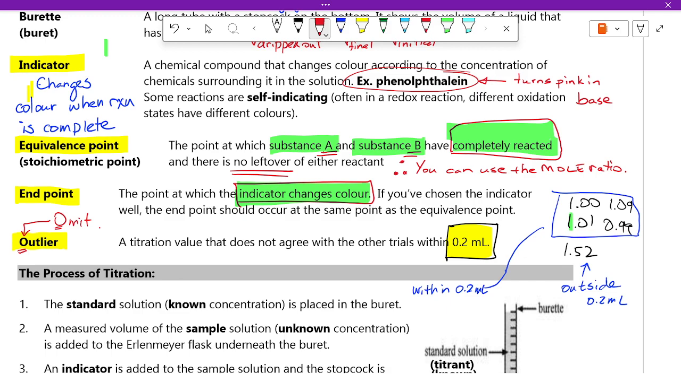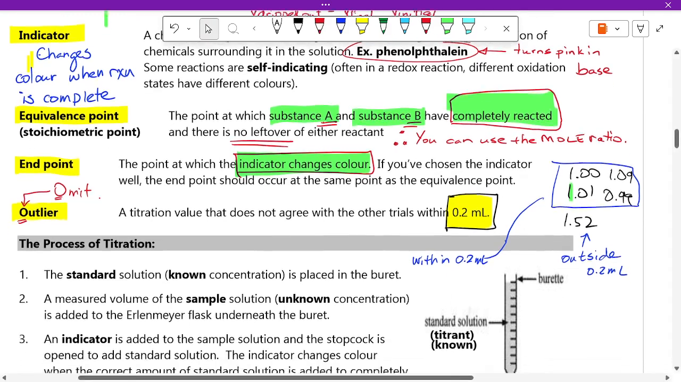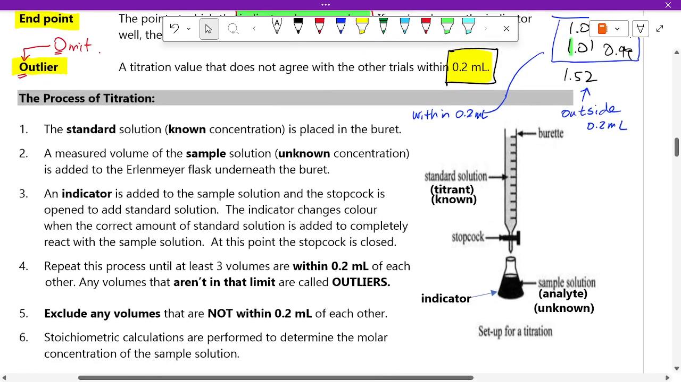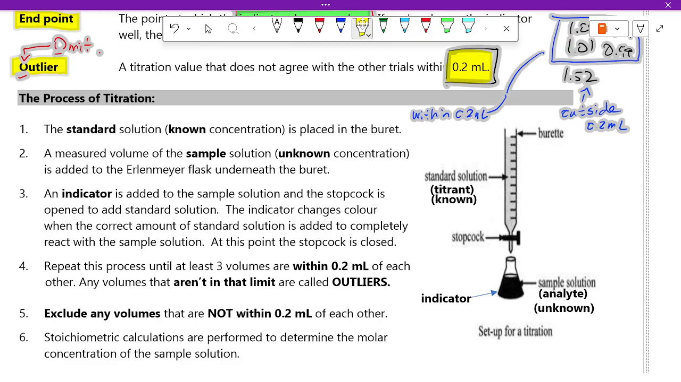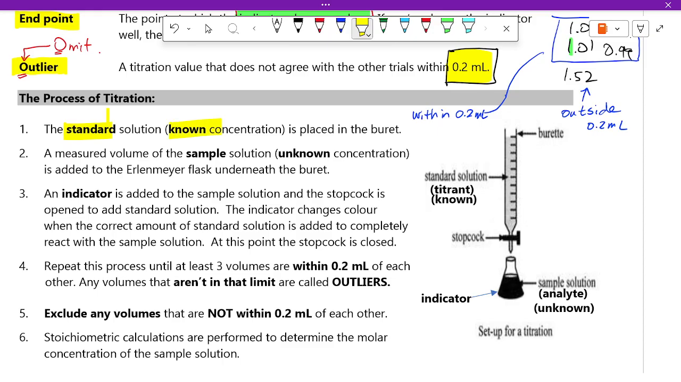Okay, so here is our procedure. Your standard solution is usually in the burette. You can see it here. Here's our standard. Our titrant, the known substance, is in the burette.